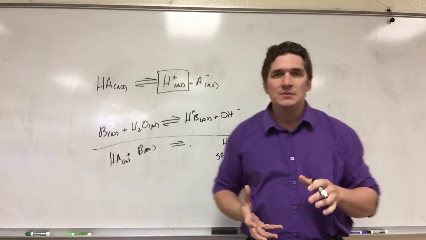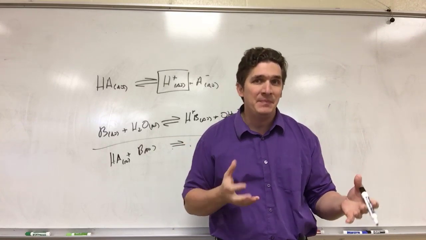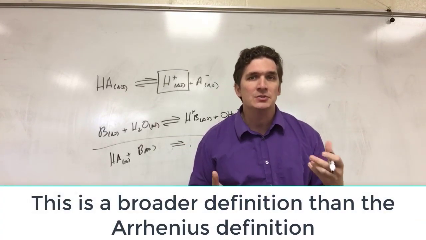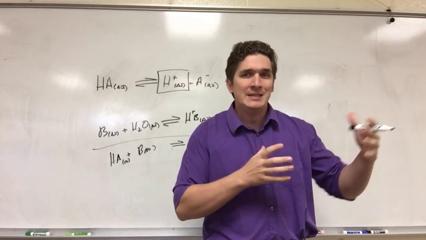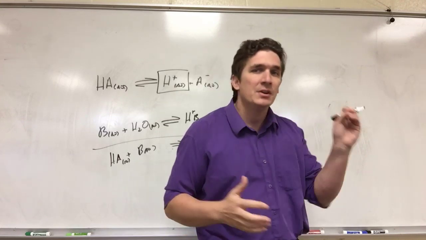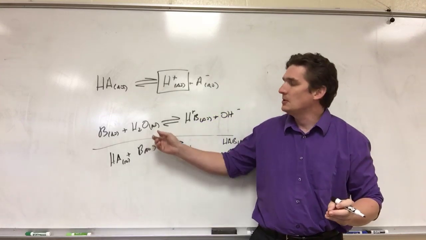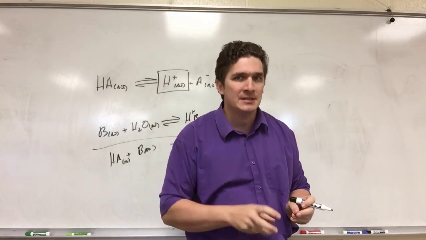So the Bronsted definition is broader. We can take any Arrhenius acid and base and rearrange our reaction to make it look like a Bronsted acid or base. So any Arrhenius acid base is also a Bronsted acid or base, but not the other way around. There are definitely things that are Bronsted acids and bases that are not Arrhenius acids and bases.